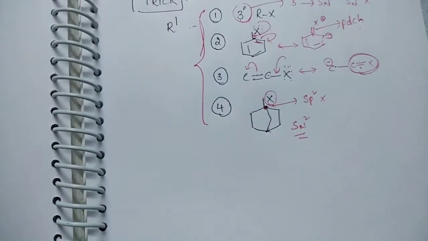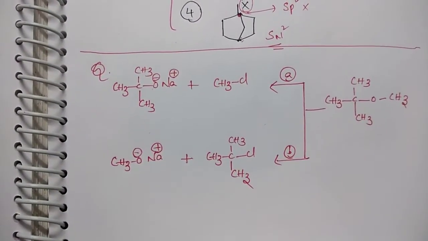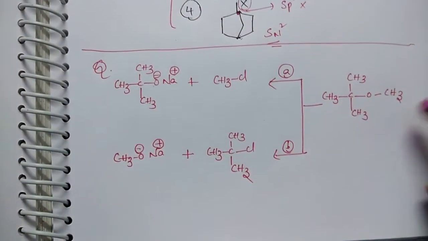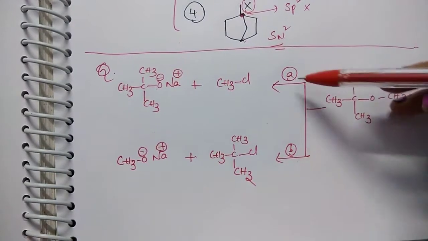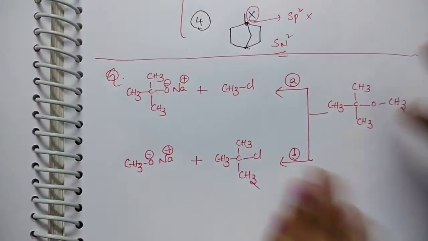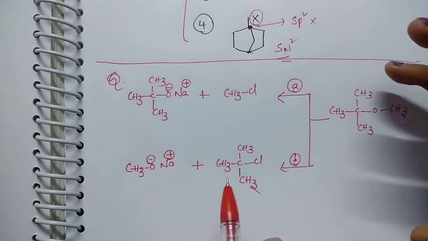Now let us see the question. Let us see this question. You want to prepare tertiary butyl methyl ether, right? Then these are the two routes, route A and route B. Which route is the better route for the preparation of this kind of ether? That is the question. Is it clear?